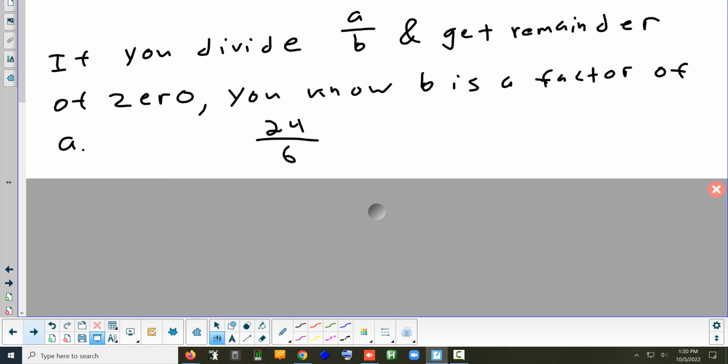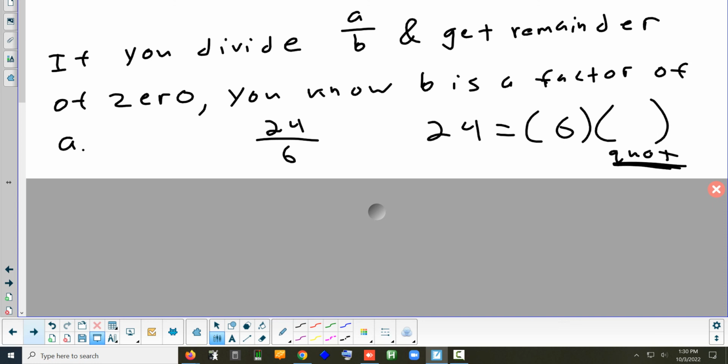And if you wanted to find the other factor, 6 times something gives you 24. Divide that out and you get 4. So 4 is called the quotient, and that is the other factor. So this quotient is the thing we're going to want to try to find today.